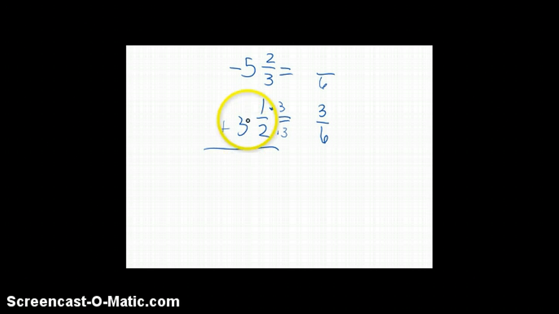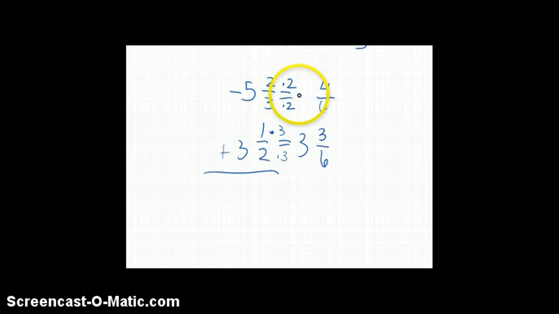And make sure that you bring the whole number over too. Now, what did we multiply by 3 to get to 6? We multiplied by 2. So we multiply by 2 there, and that equals 6. So we would do the same with the numerator. So multiply that by 2, and that's 4. And make sure to carry over the whole number.